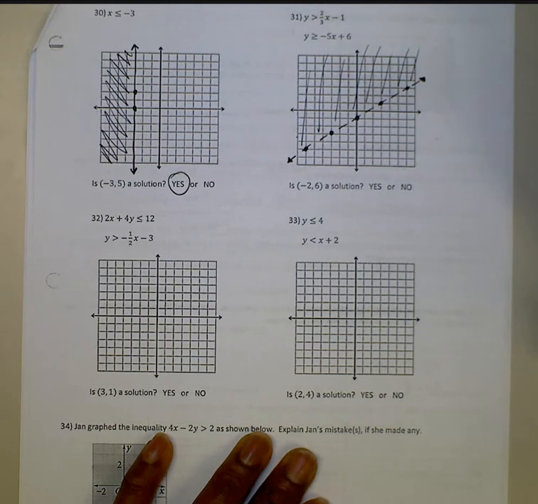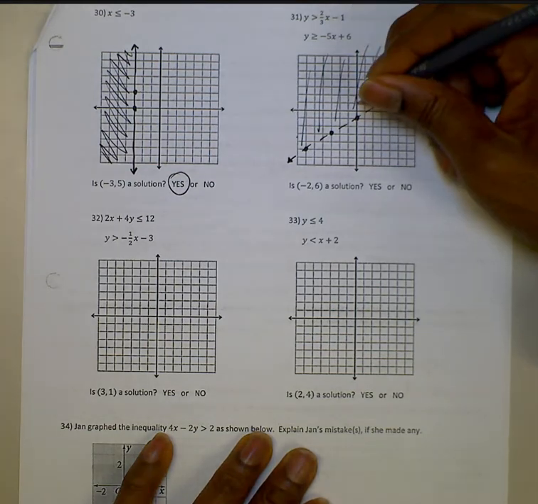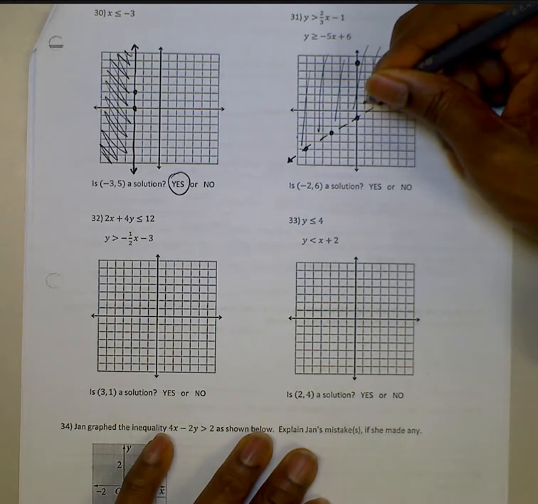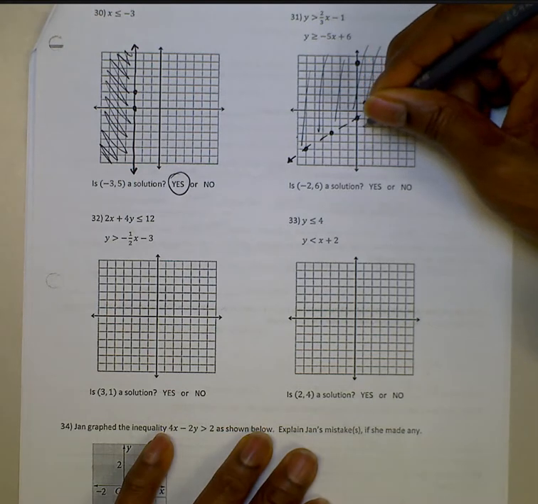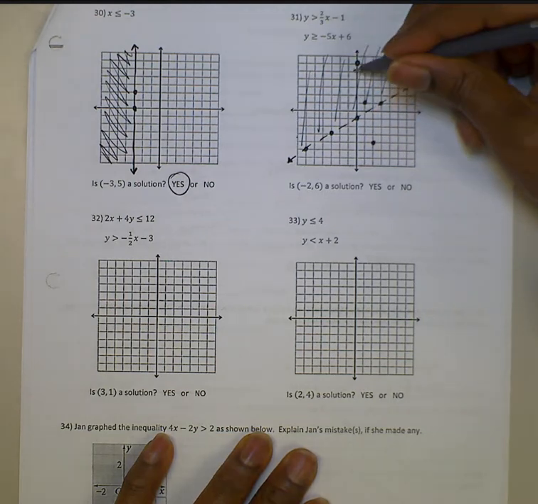Continues to the next line. Y is greater than or equal to -5x plus 6. 1, 2, 3, 4, 5, 6 is our y-intercept. -5, we go down 5, over 1. This should be a solid line because it is or equal to. So I'll make a solid line through there.